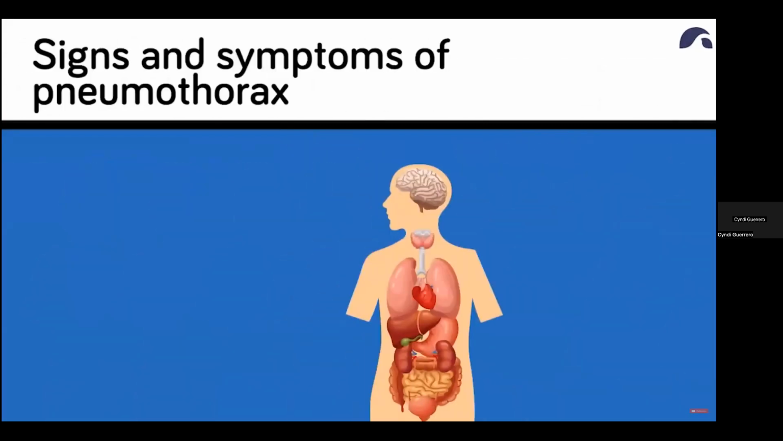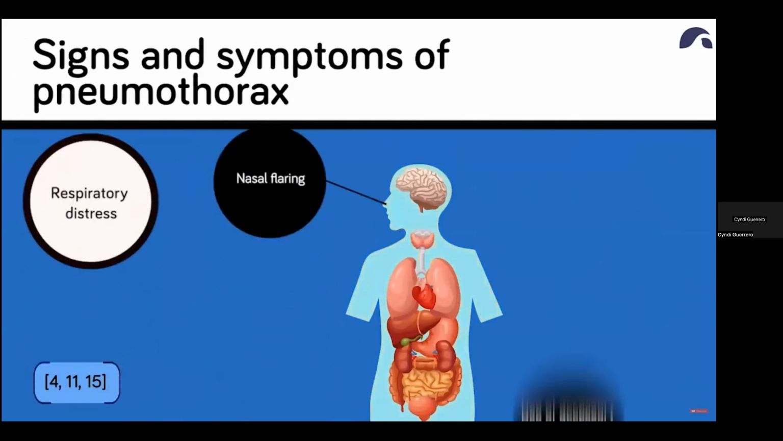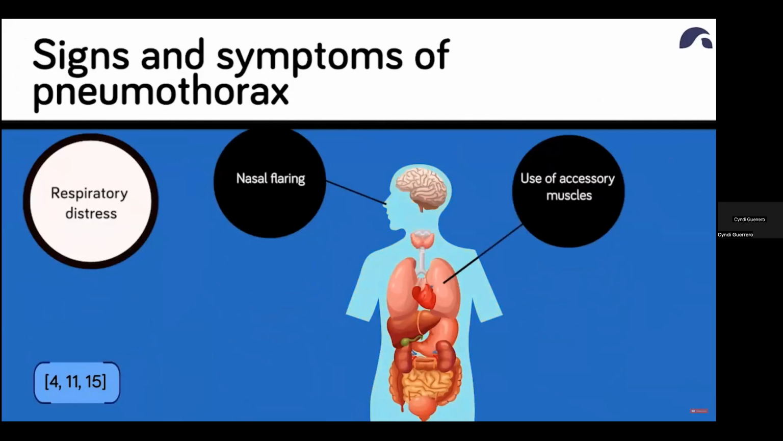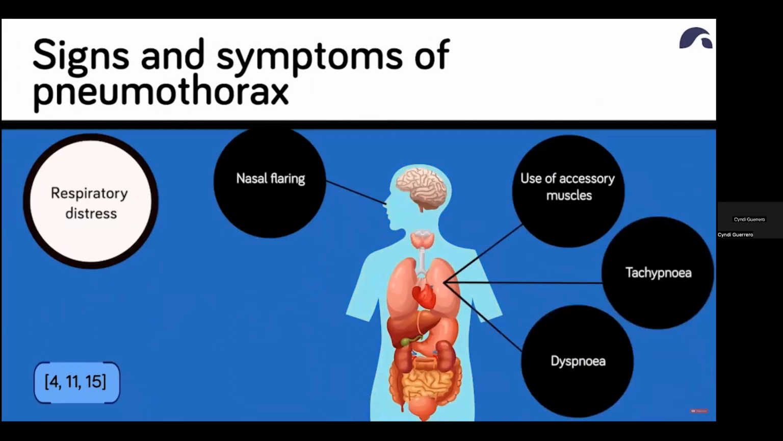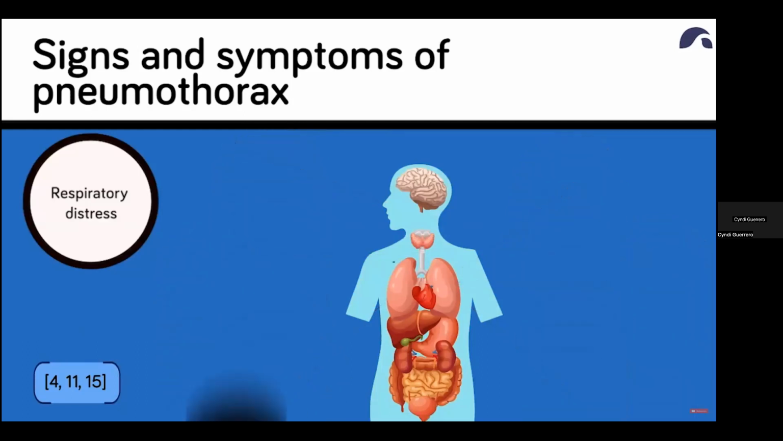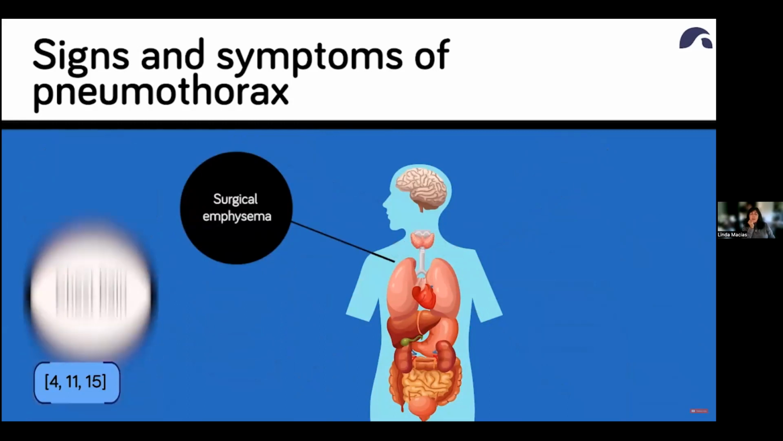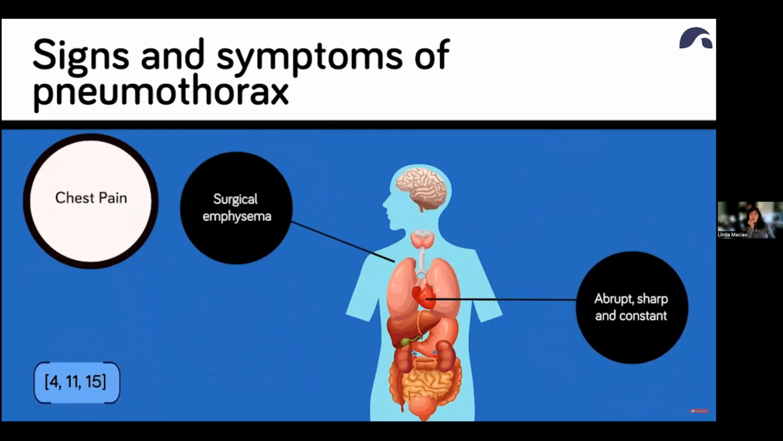Signs and symptoms of pneumothorax include respiratory distress, as seen in nasal flaring, cyanosis, use of accessory muscles, tachypnea and dyspnea, unilateral movement of the chest and tracheal shift, surgical emphysema. This can be felt as a bubble wrap popping under the skin and is best felt in the region of the clavicle. And chest pain, usually an abrupt, sharp and constant pain, may also be present.